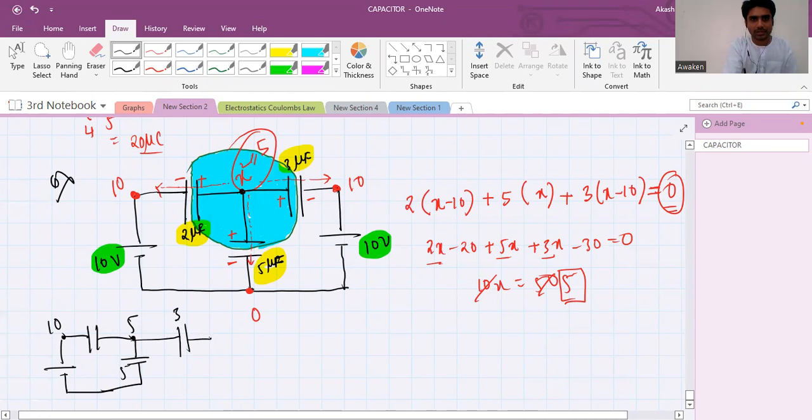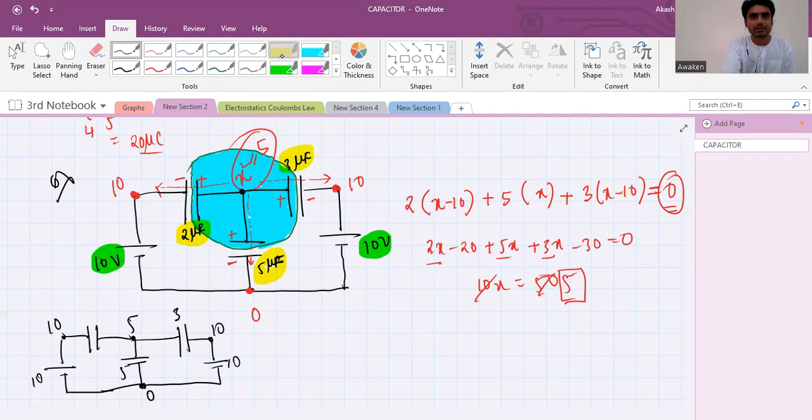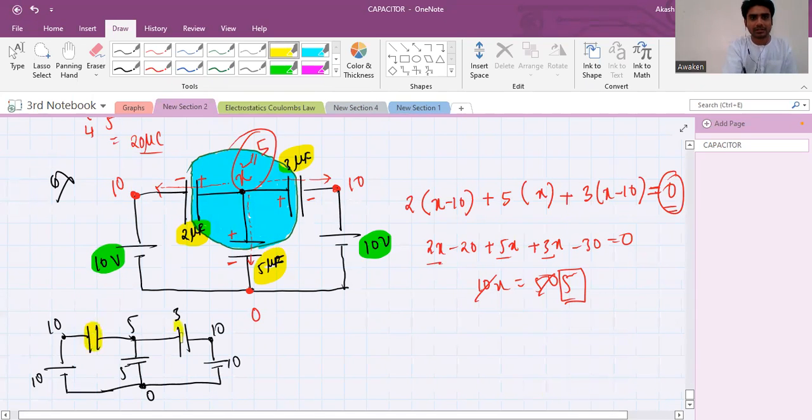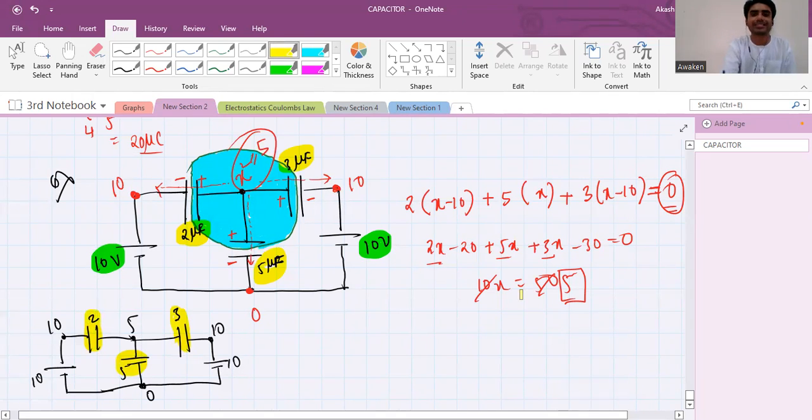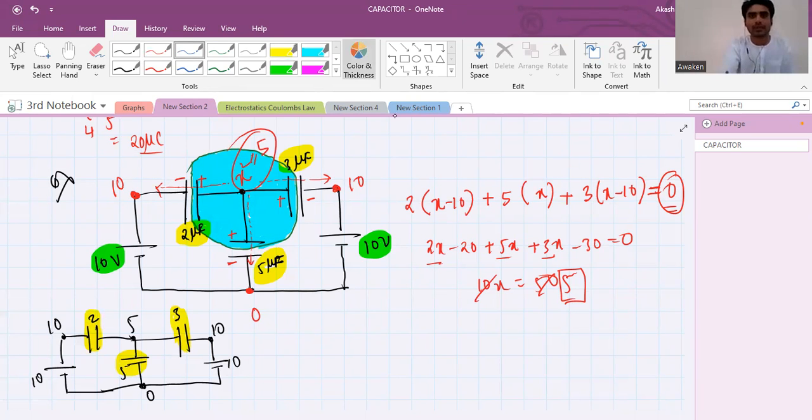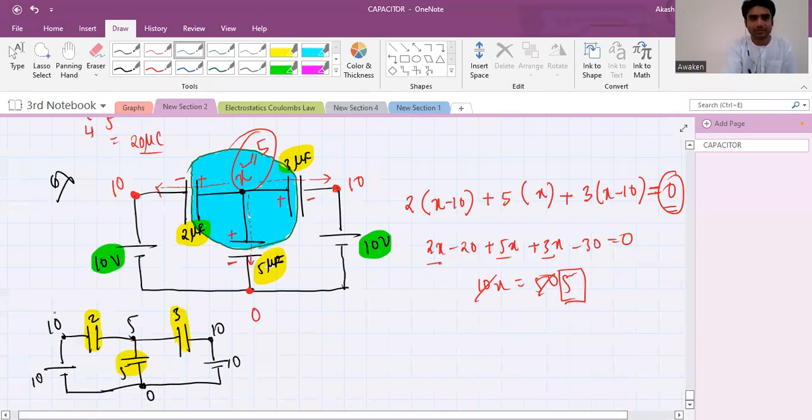This was 3. We can find the final charges, right? Are you able to find or not? Everything is written. Q equals to CV, and you have found x as 5. So we have found x as 5. So what is the potential difference? 5, 5 2s are 10. That's all.